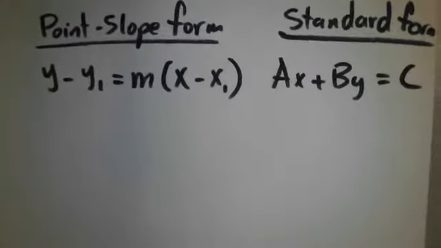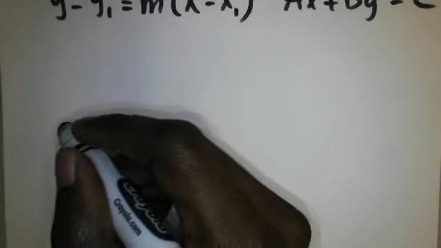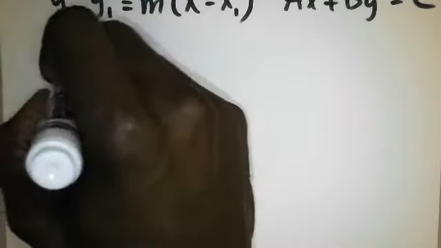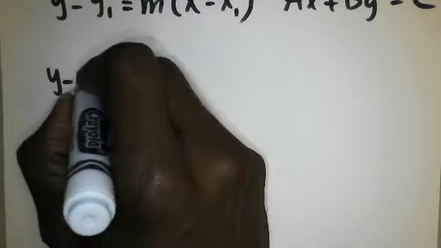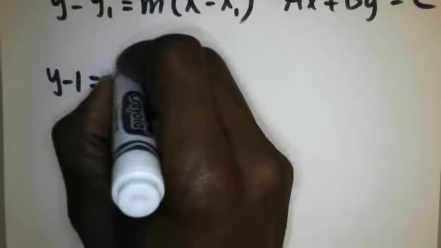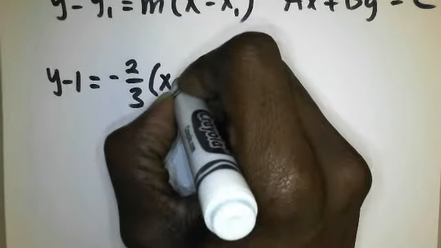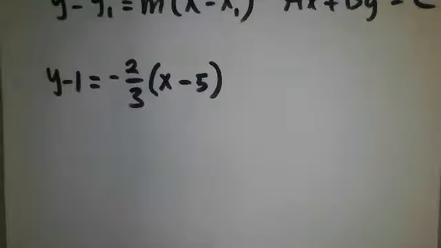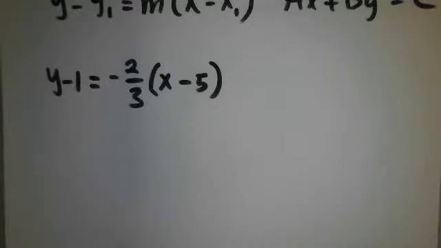Now we have one here, and I'm going to show you. We're going to be working with y minus 1, so y minus y1, if you notice, equals negative 2 over 3, oh, we got a fraction, x minus 5. So we're just going to go ahead and convert this formula into standard form. And this is how we do it.